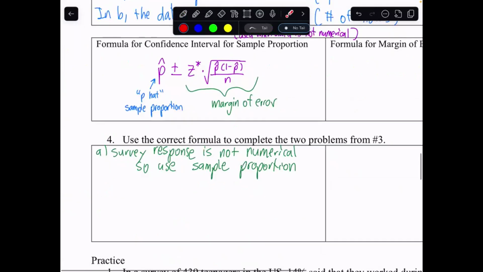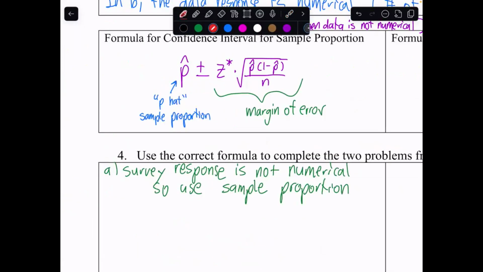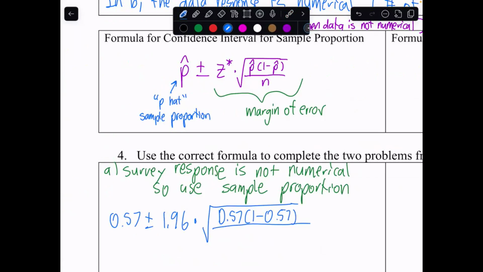So what we would type into our calculators is 0.57 plus or minus 1.96 times the square root of 0.57 times 1 minus 0.57, and all of that is over N, which is 600. Make sure you see that N is still inside the square root, so type it in so that N is getting square rooted also.